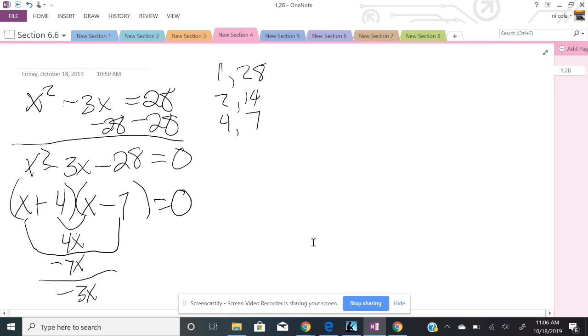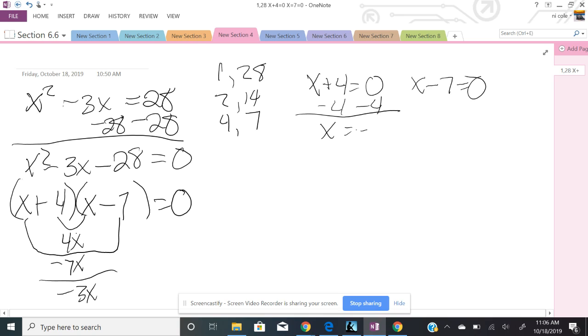I'm going to go in and set each part equal to 0. So x plus 4 equals 0, and x minus 7 equals 0. Minus 4, minus 4. So x equals negative 4. Plus 7, plus 7. X equals positive 7. So your answer will be x is equal to negative 4, comma 7 when you enter it into Math Excel.